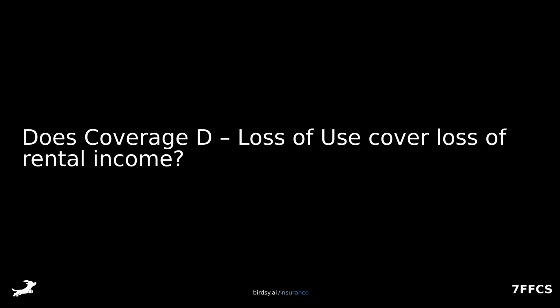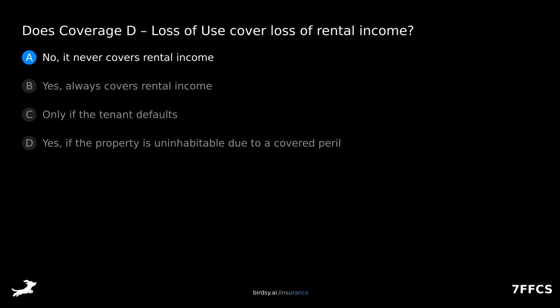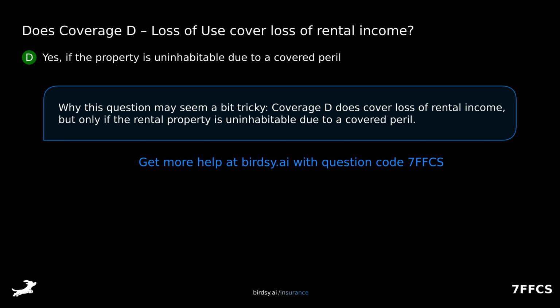Does coverage D, loss of use, cover loss of rental income? Is it A, no, it never covers rental income, B, yes, always covers rental income, C, only if the tenant defaults, or D, yes, if the property is uninhabitable due to a covered peril? The answer is D, yes, if the property is uninhabitable due to a covered peril. Why this question may seem a bit tricky. Coverage D does cover loss of rental income, but only if the rental property is uninhabitable due to a covered peril.